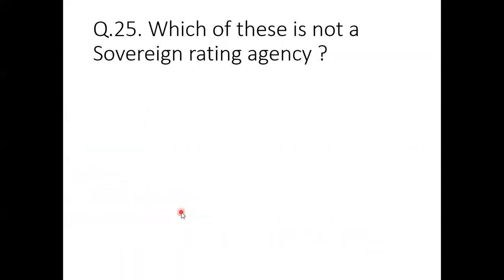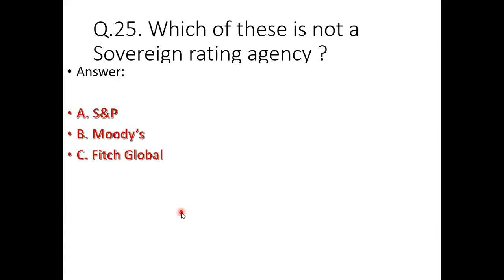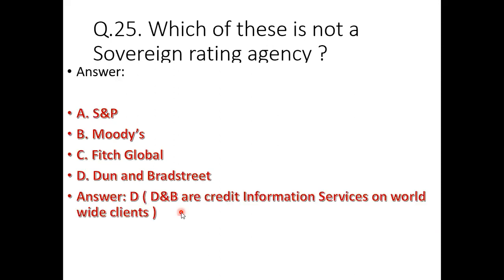Now, which is a sovereign rating agency? Sovereign means country. You are going to rate a country. Who are they? Standard and Poor's, Moody's, Fitch Global. Dun & Bradstreet is not a global rating agency. Sovereign rating, they are not doing. They cannot rate a government. Only Standard and Poor's, Moody's, Fitch Global. So the odd man out is D. Like that they will give.